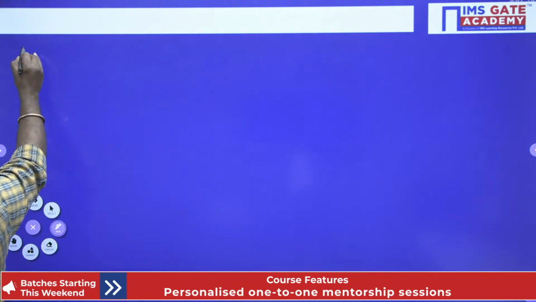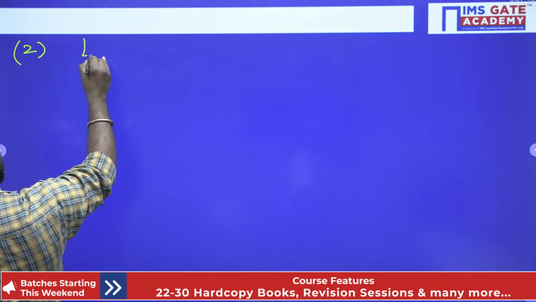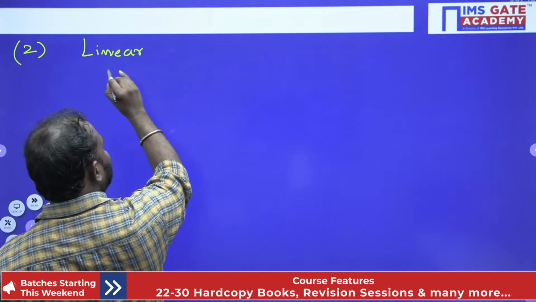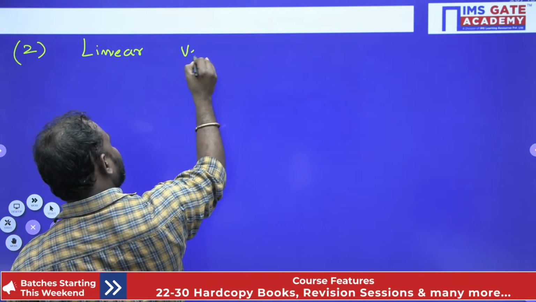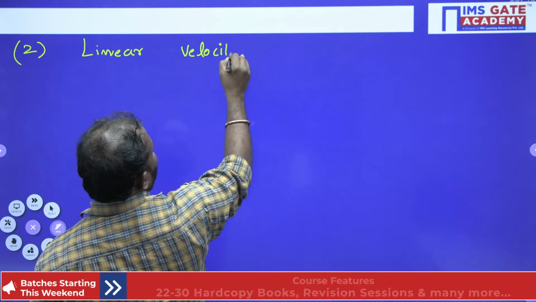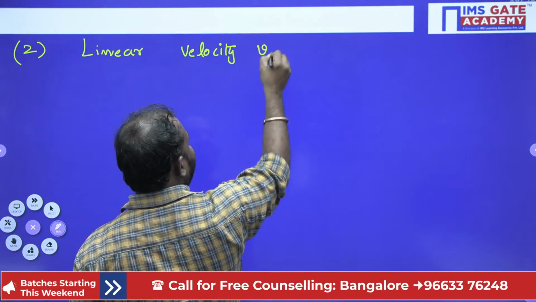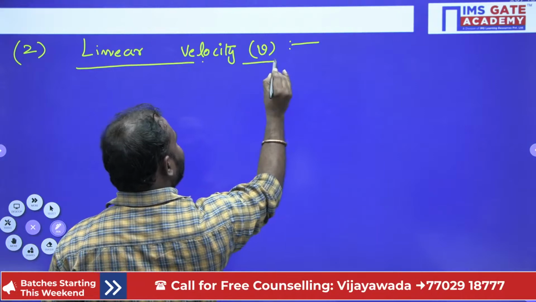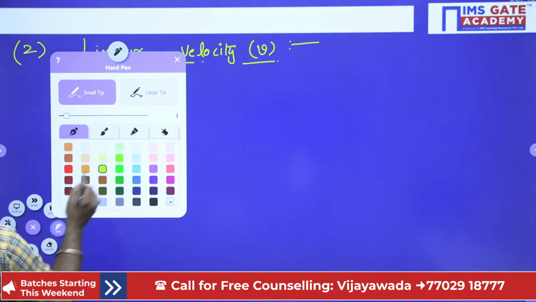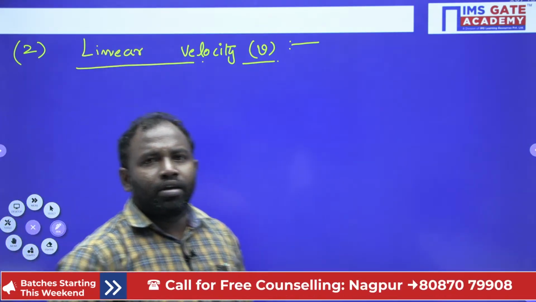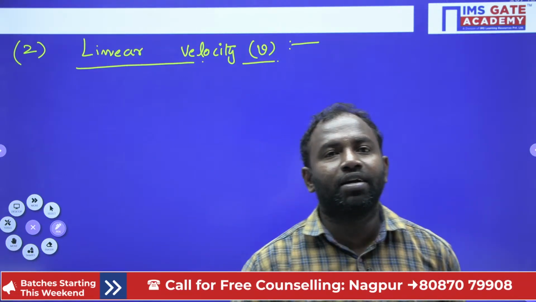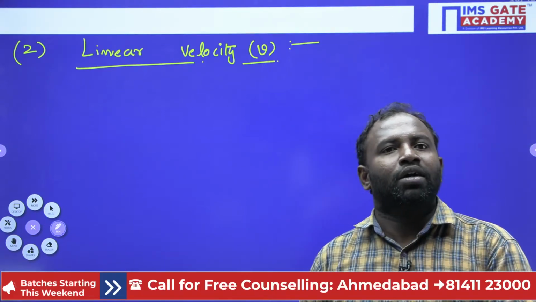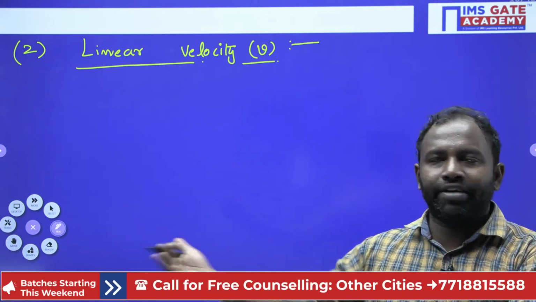The next variable, the second motion variable, is linear velocity, say V. Linear velocity V. What is the definition of velocity? The rate of change of displacement with respect to time is called linear velocity, right? The rate of change of linear displacement is called linear velocity, right?